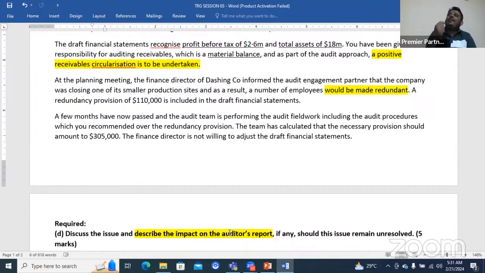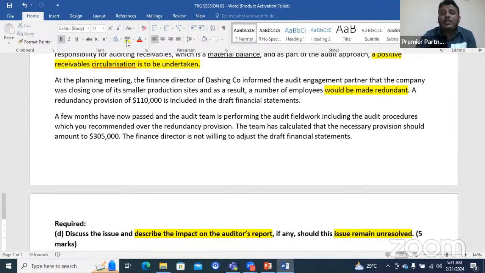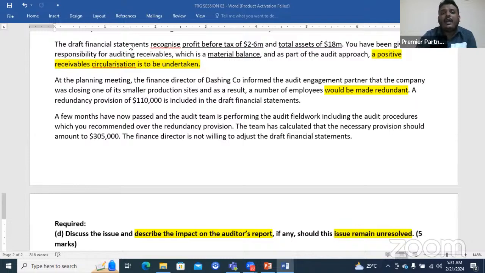Therefore, the examiner is specifying that, because here they explain the problem but didn't mention whether management corrected it or not. To make it more specific, they say: for the impact on the audit report, you should assume the issue remains unresolved. What does it mean? We request management to adjust, but management refuses to adjust. So the matter is unresolved. If management refuses to adjust that issue and it is unresolved, then what will happen to your impact?